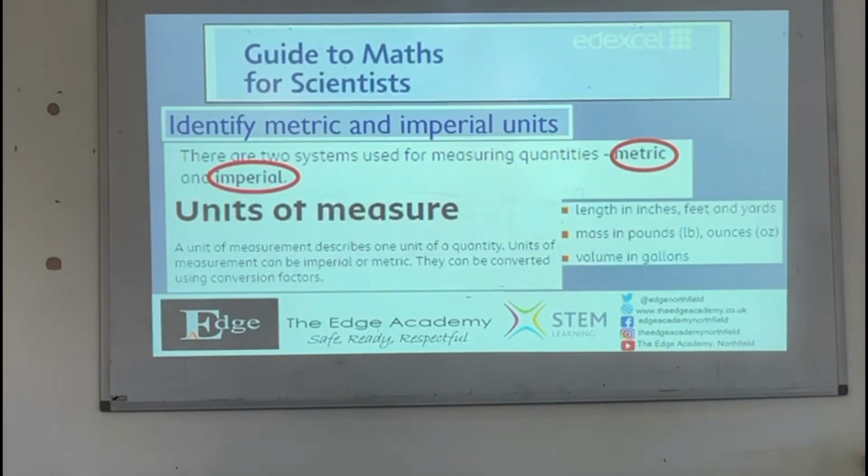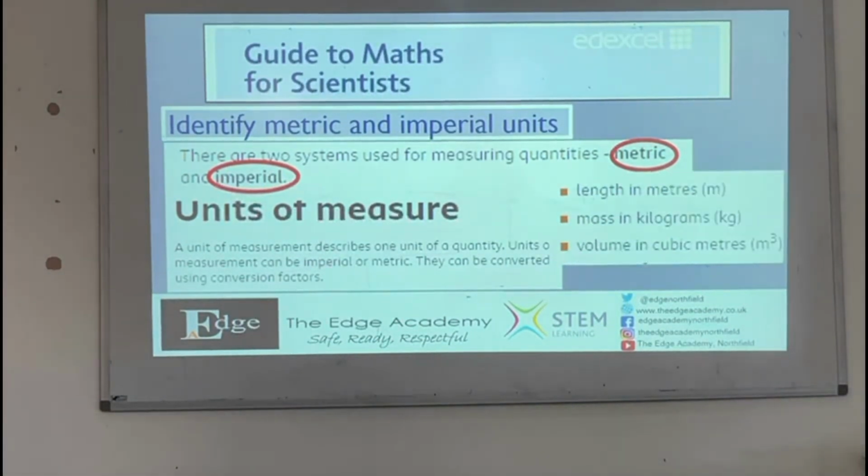So I have some examples there for you. We have length, mass, and volume, measured in inches, pounds, and gallons. Could you pause the video, have a little think for me? Are those metric or imperial? So well done for having a go at that. If you have, those are imperial. So that must mean that the ones here are metric.